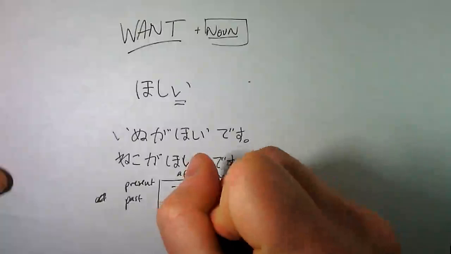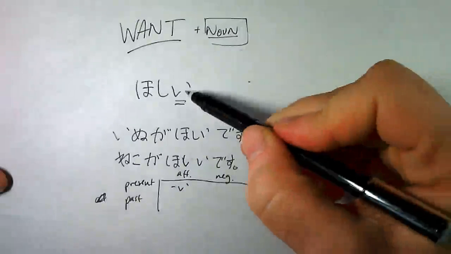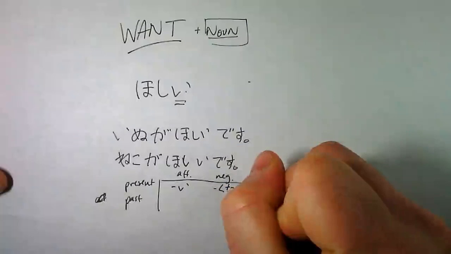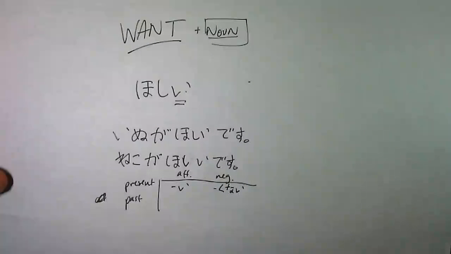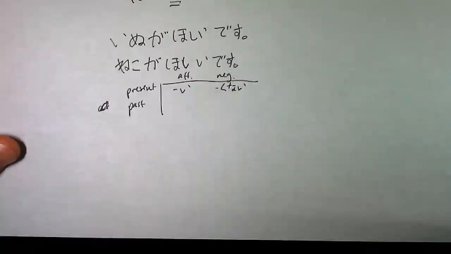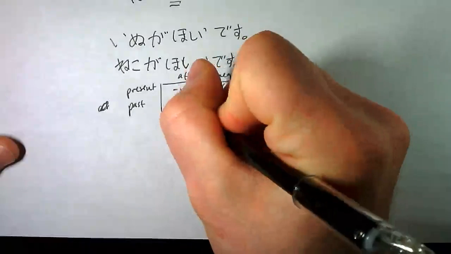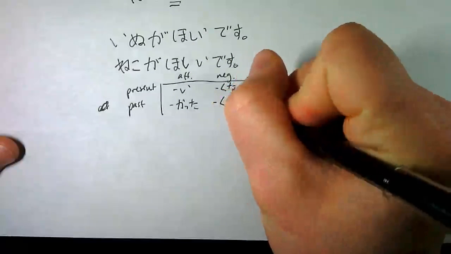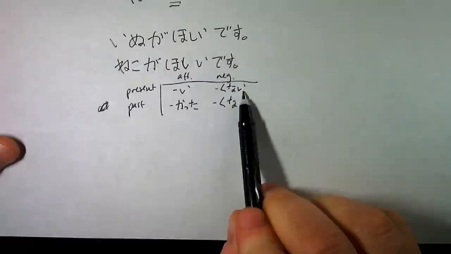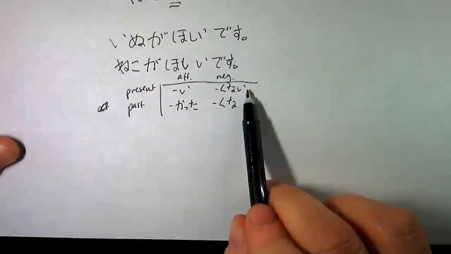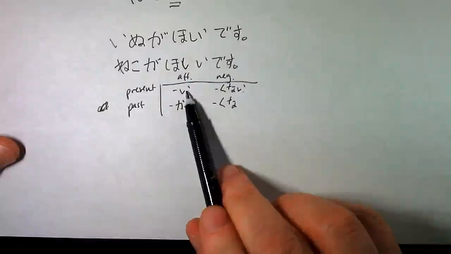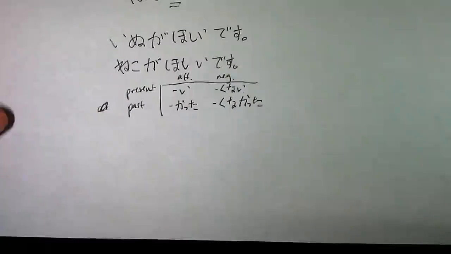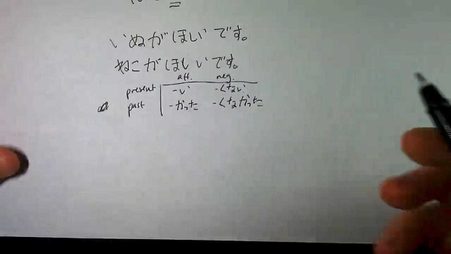For present, it's going to be e. For negative, we chop off the e and we make it kunai. And for past, chop the e off and make it katta. And past negative, kunakatta. And see this e that was on the negative? It's like it's now another e-adjective. So to make it past, we're going to change it to katta again. Kunakatta.